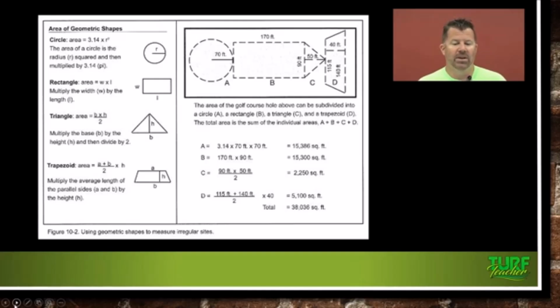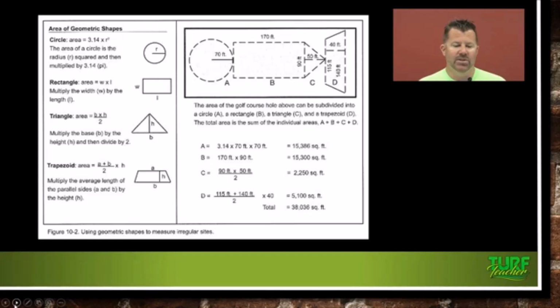But the area of a golf course hole can be divided into the circle, the rectangle, the triangle, and the trapezoid. The total area is the sum of the individual areas, A plus B plus C plus D. In A being the area of the circle, we have our pi, 3.14 times 70 because we know the radius is 70, gives us 15,386 square feet. B, the rectangle, we have 170 feet times 90 feet, gives us 15,300 square feet. And then we have C, which is 90 feet times 50 feet divided by 2, gives us 2,250 square feet, and that is for our triangle.